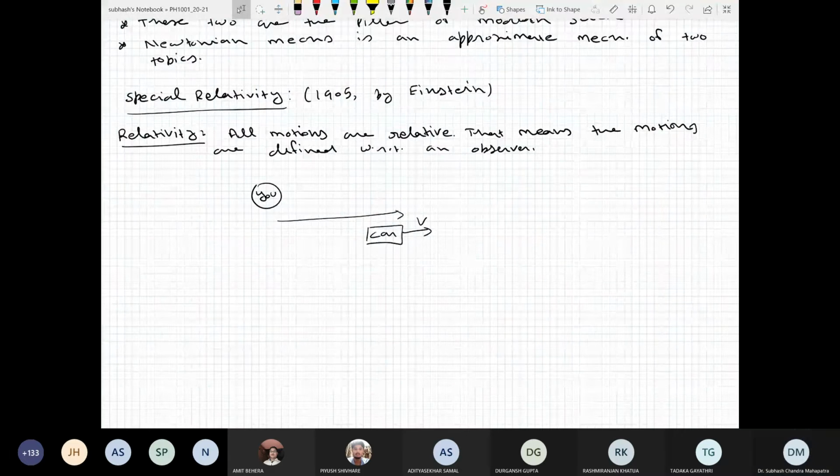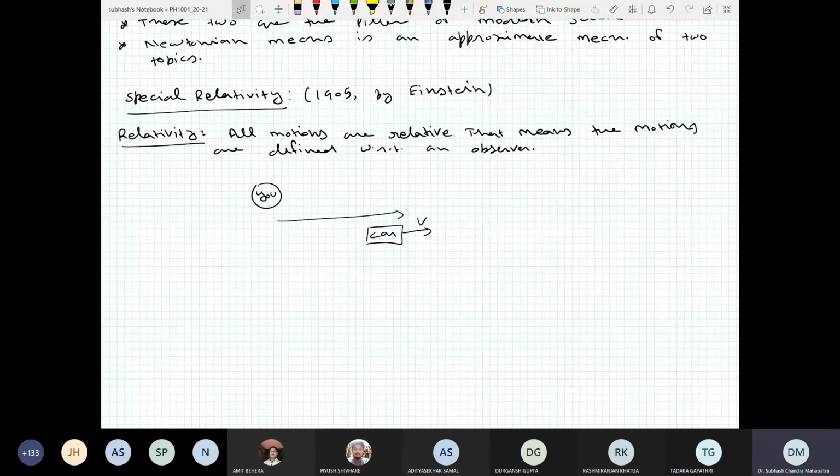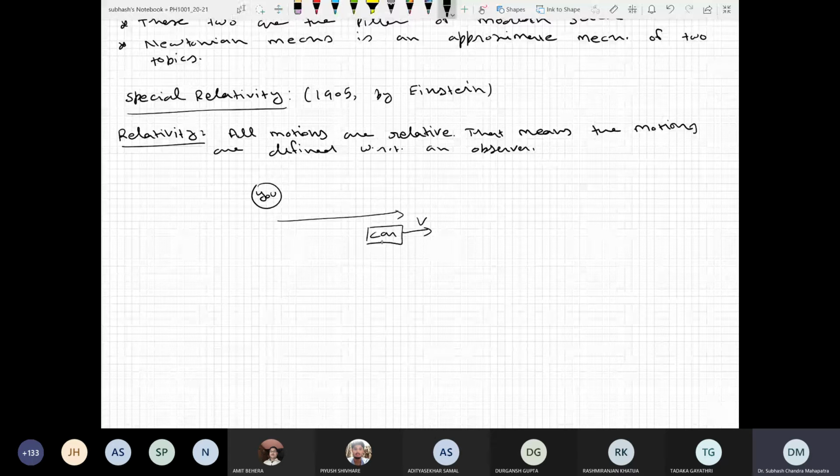Similarly, a person in the car, let's say that is me, sitting inside the car, I will say no, I am at rest, but you are moving in the negative x direction with velocity minus v. So the motions are relative. You say I am moving, I am saying you are moving. Who is correct? Everyone is correct, but you have to define very carefully. The motions are defined relatively.